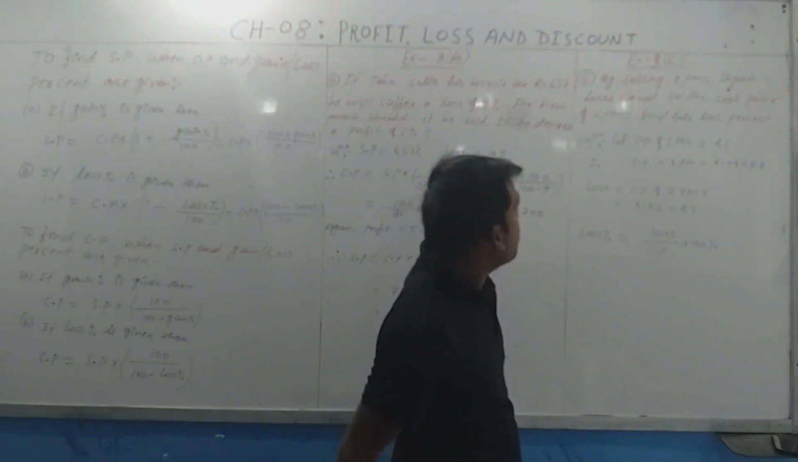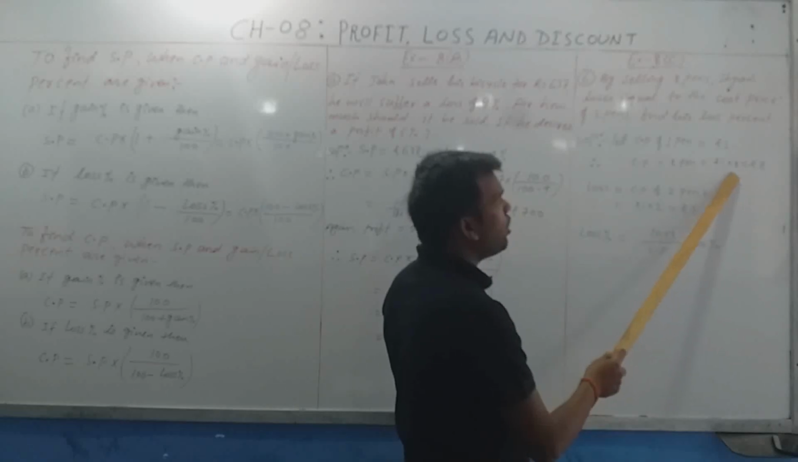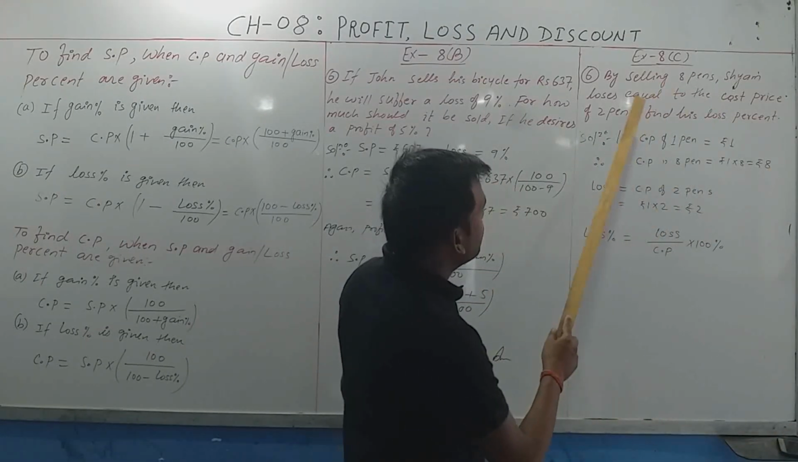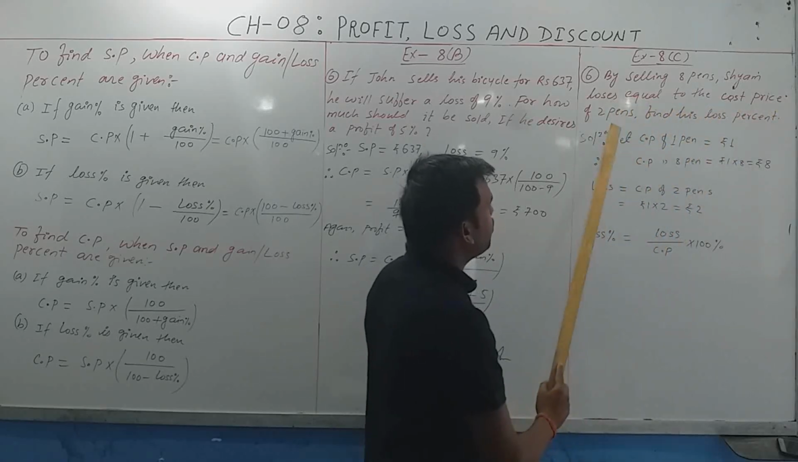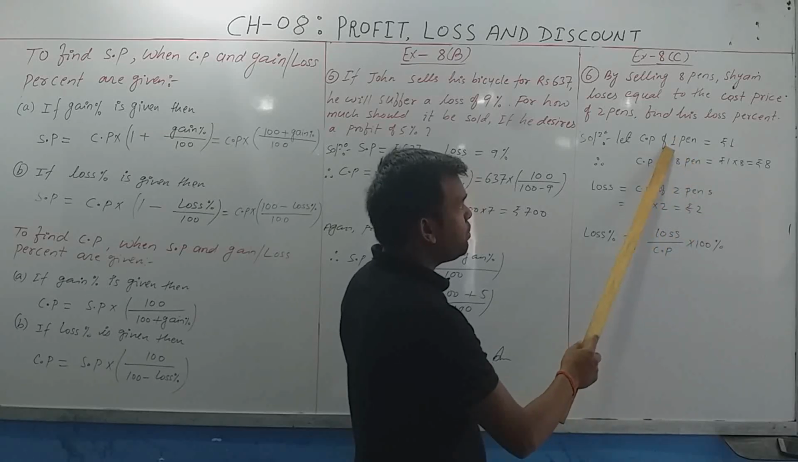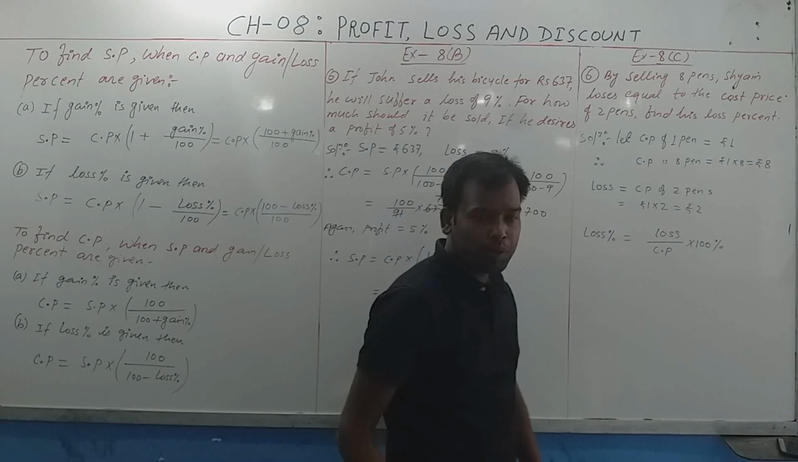So let the CP of one pen be equal to rupees 1. So CP of 8 pens will be what? CP of 8 pens is equal to 1 into 8, which is rupees 8. And according to the question, loss is equal to the cost price of 2 pens. That means loss is equal to CP of 2 pens. So CP of 1 pen is equal to 1, so CP of 2 pens is 1 into 2, which is rupees 2.